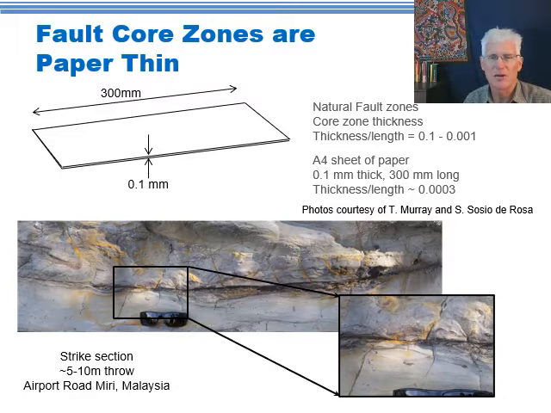And if you compare that ratio to the typical ratio of the thickness of a core zone to the size of a fault, it turns out those are approximately the same. The picture at the bottom is from a fault zone at Airport Road in Miri in Malaysia. I'll talk about that in a little more detail later on.